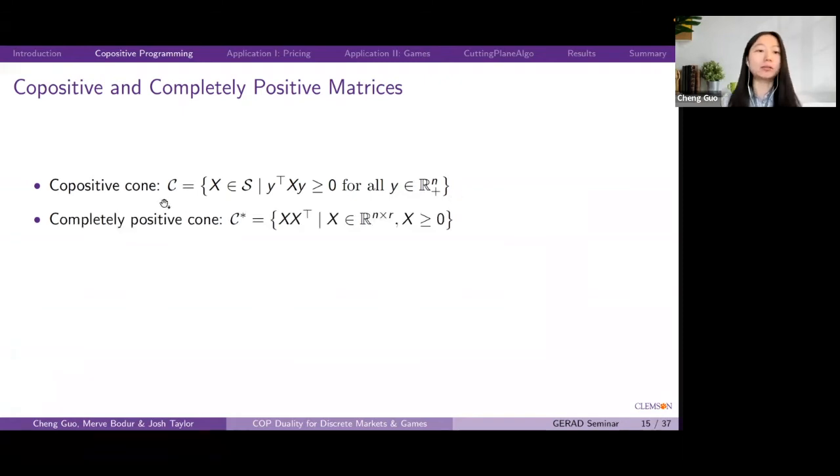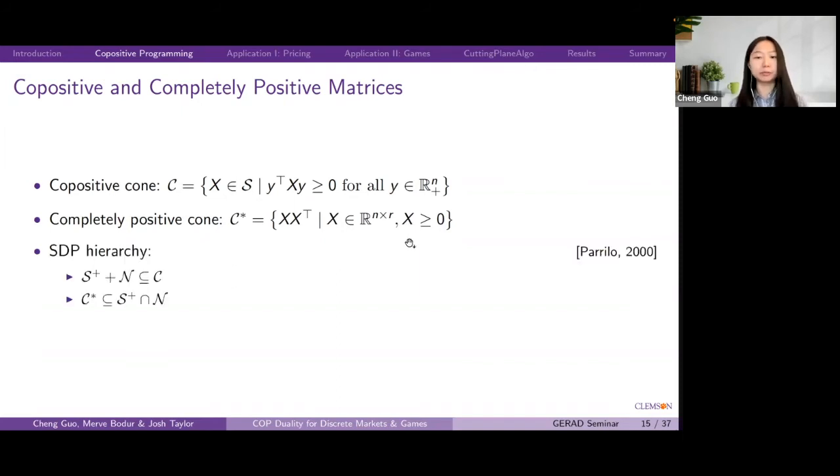The dual cone of the copositive cone is called the completely positive cone. So the copositive cone is not self-dual. Its dual cone is a different cone. And the completely positive cone is defined as follows. And this again looks like the Cholesky decomposition of the PSD cone, except that again, X is non-negative valued instead of real valued.